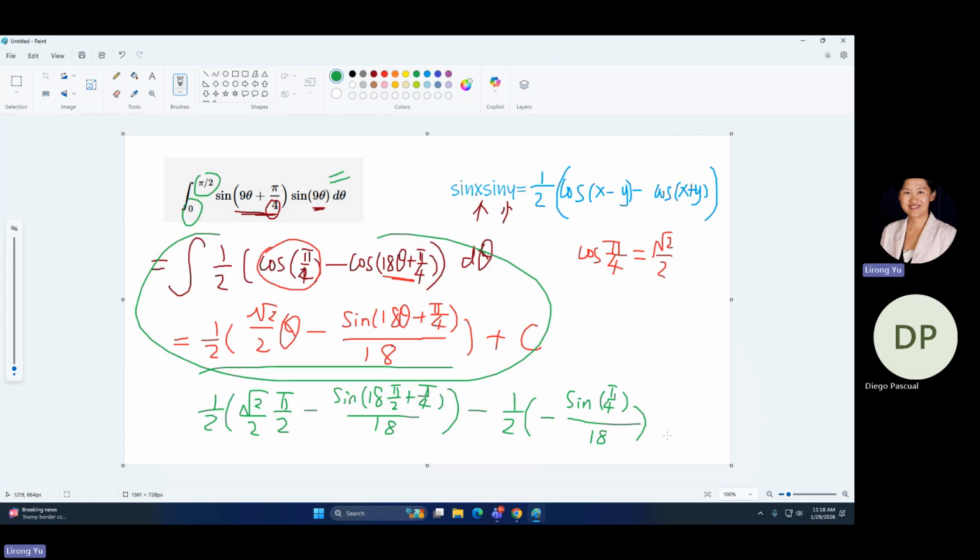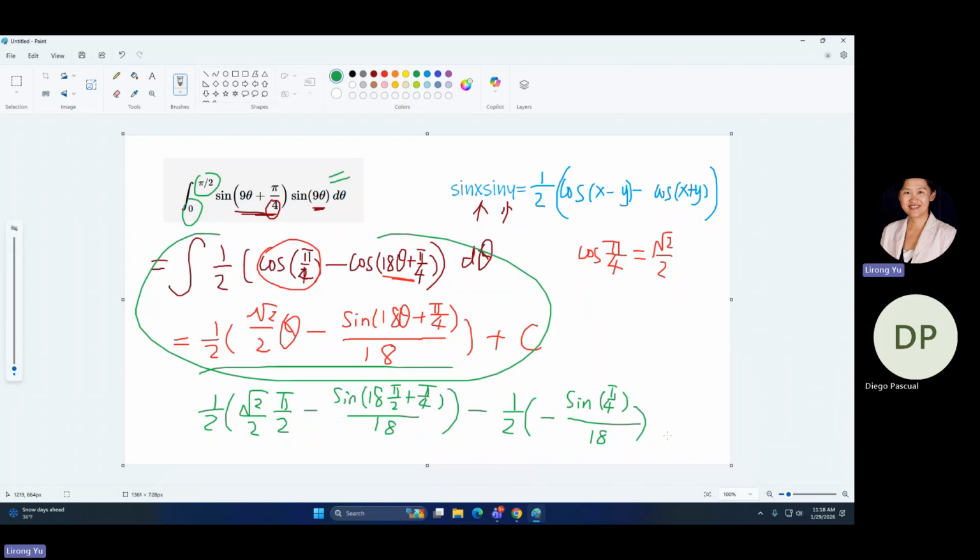Any questions? We can use our calculator, or you can start calculating algebraically. This one is root 2 over 2 as well. So negative becomes positive. So root 2 over 2, and then divided by 2, then divided by 18. That one is root 2 over 2 times pi over 4.